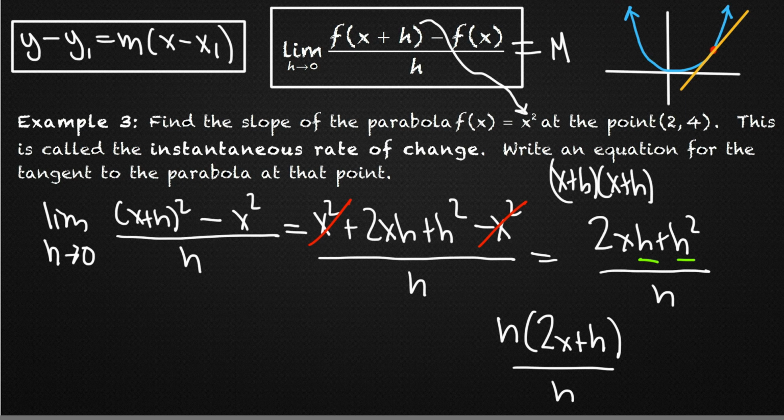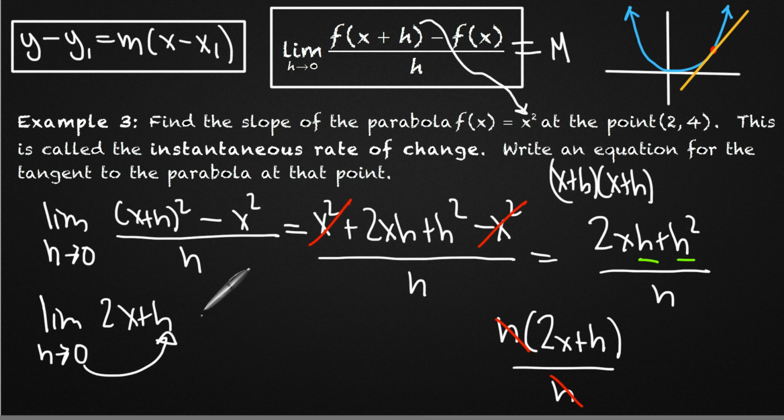And then we have this situation that we love. The h's cancel, and then we need to remember to take the limit as h approaches 0. Don't forget this last step. It's very important. And so we're going to plug 0 into our limit, and we're going to get 2x. All right? So we're going to get 2x. Now we're going to plug in the x coordinate of the point that we are trying to write the tangent line of. That's 2. That's going to give us a slope of 4.